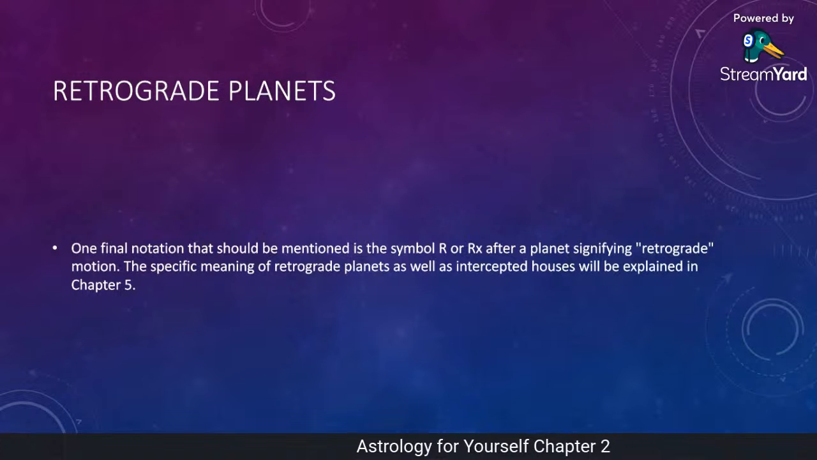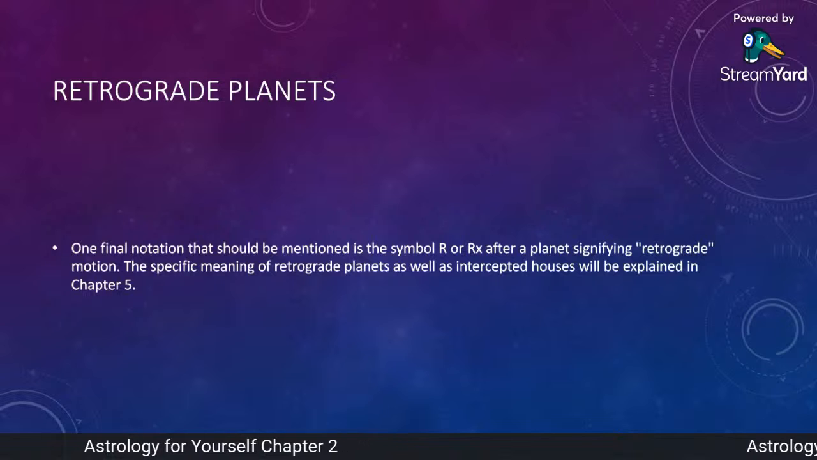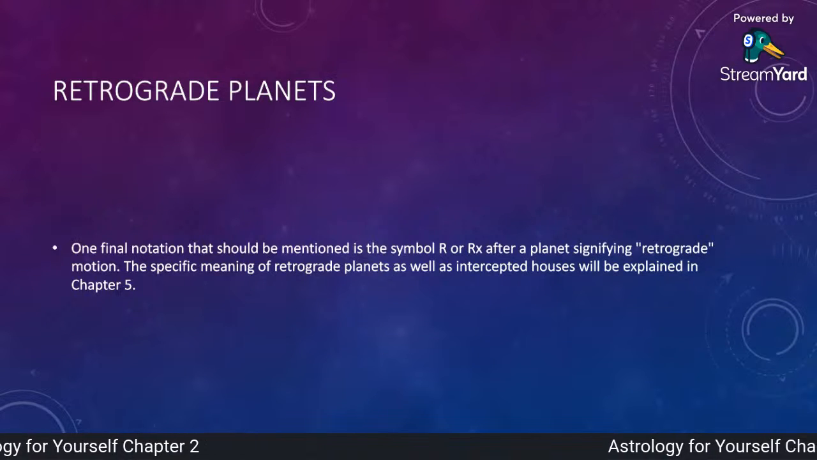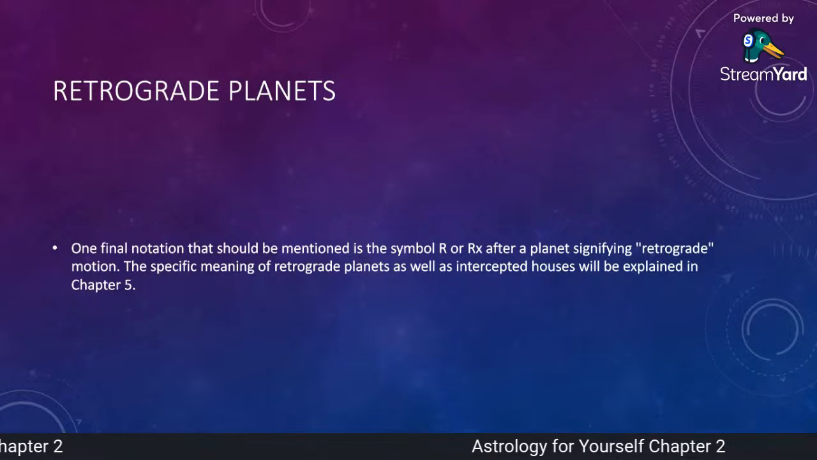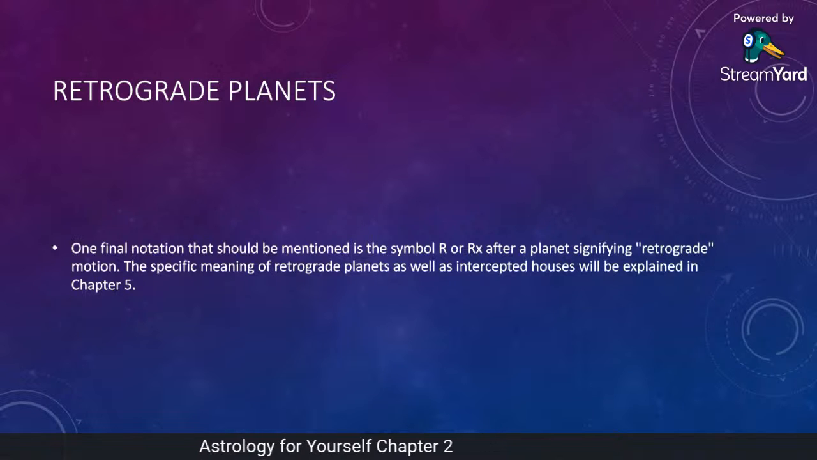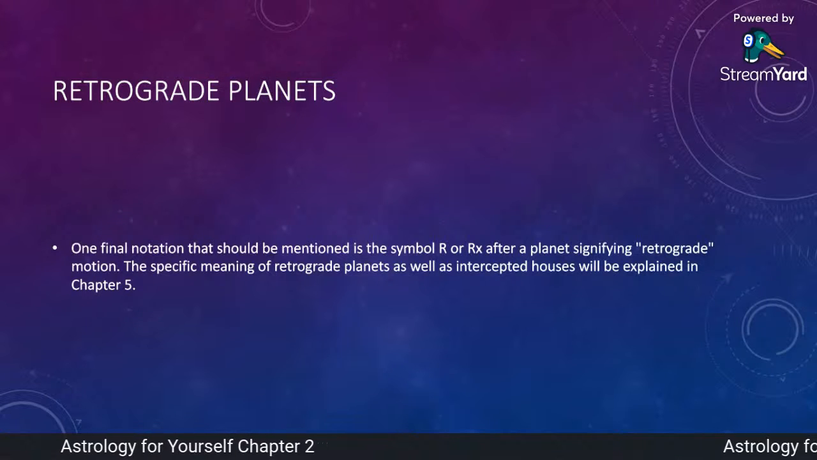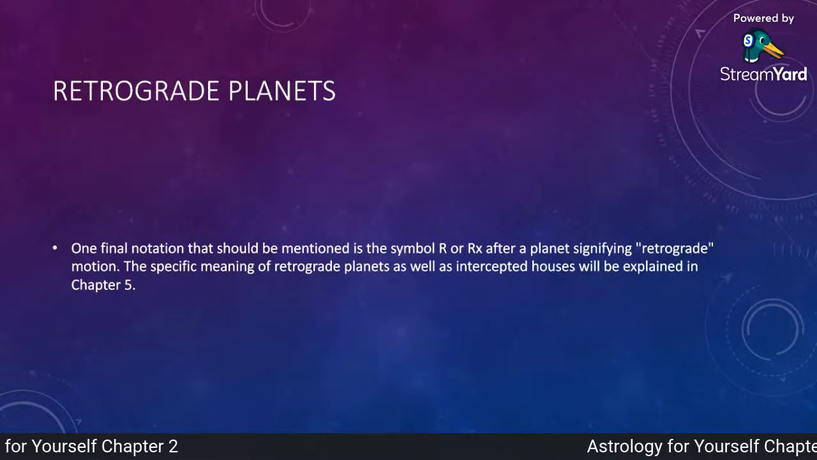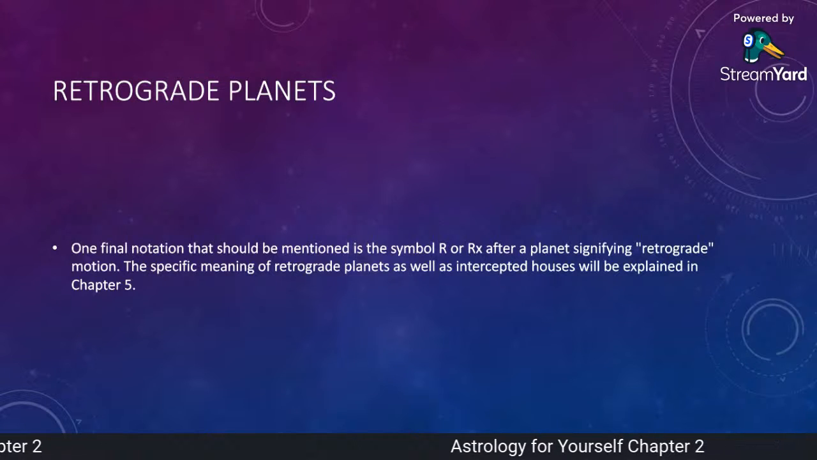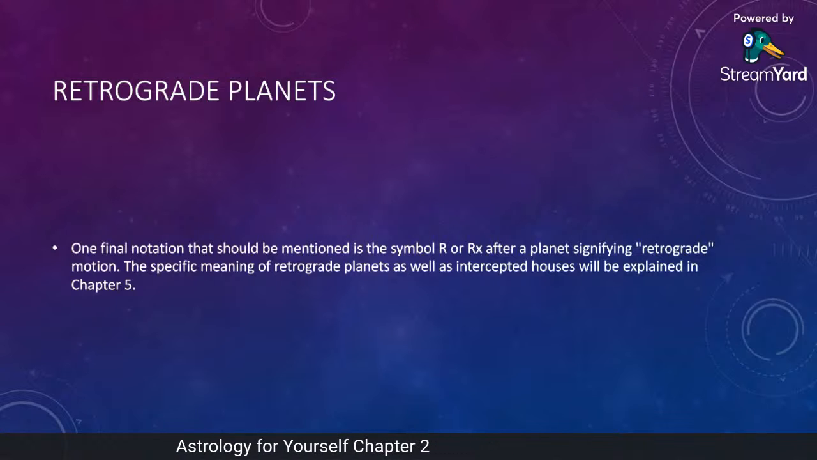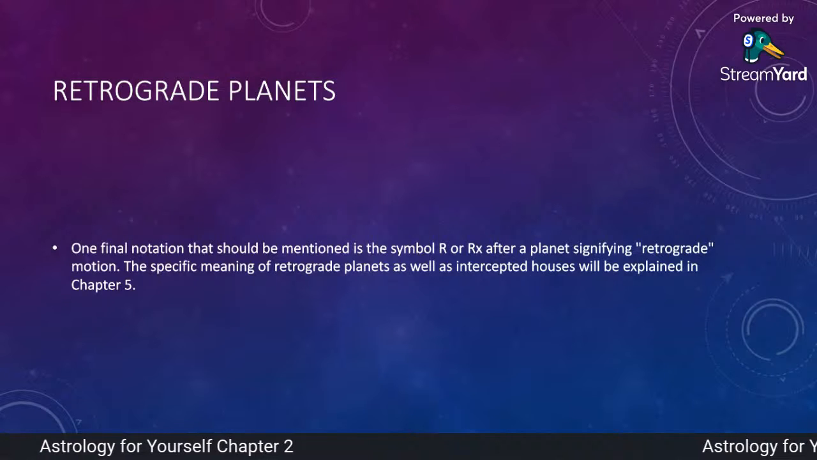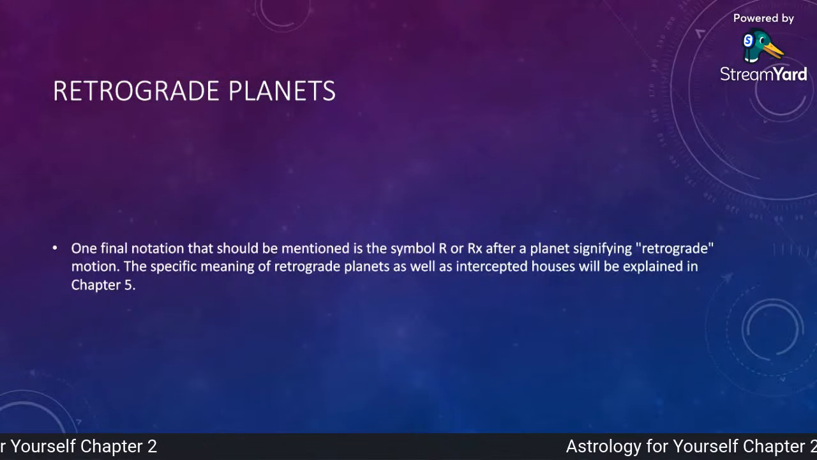Retrograde planets. One final notation that should be mentioned is the symbol R or RX after a planet, signifying retrograde motion. The specific meaning of retrograde planets as well as intercepted houses will be explained in Chapter 5. It is not unusual to have one or more planets retrograding in your chart. In our sample chart, Figure 1, Pluto, Saturn, Neptune, Uranus, and Ceres are all retrograde. Locate the symbol R after their degree notation.